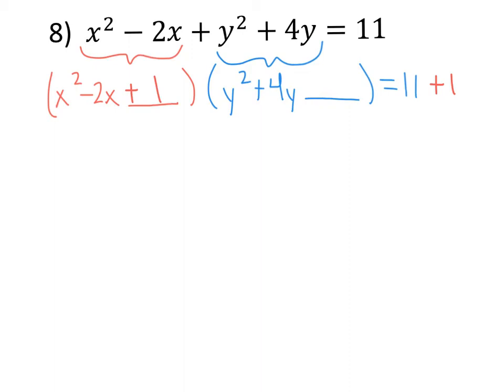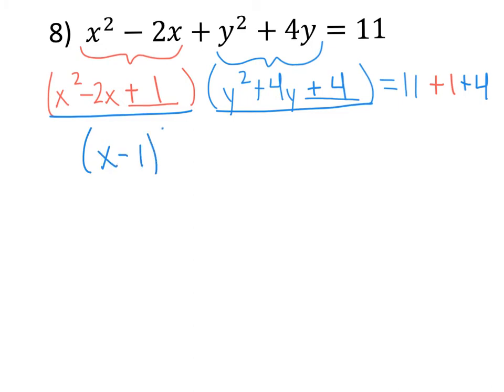Now we're going to do the same thing for the blue. Again, it's half of your b, squared. Half of my b is 2. 2 squared is 4. So this number is plus 4. And again, I do the same thing to the other side. Now, I can bring these down to their factored form. Okay, x minus 1, think about it, what multiplies to be 1 and adds to be negative 2? Well, it's negative 1 and negative 1. That whole purpose of that was to do this. It's x minus 1 squared.